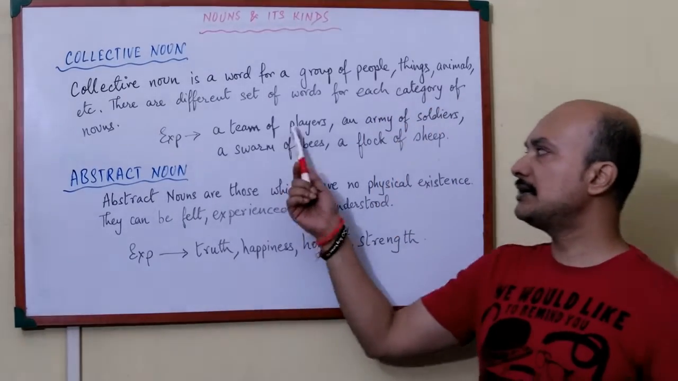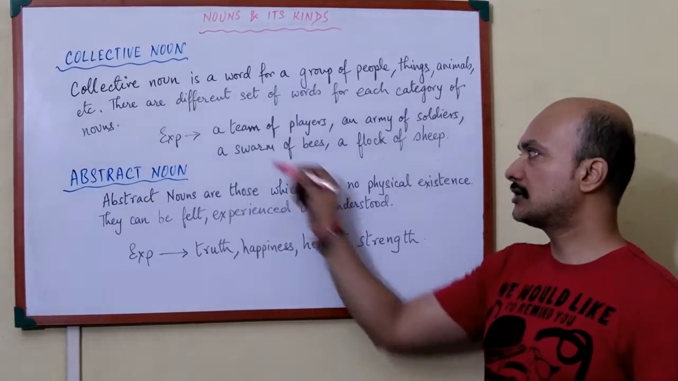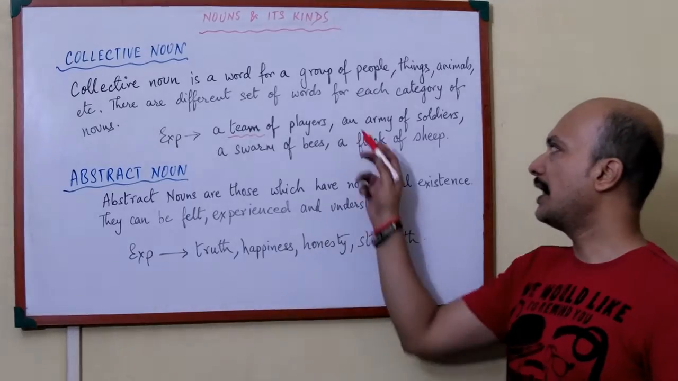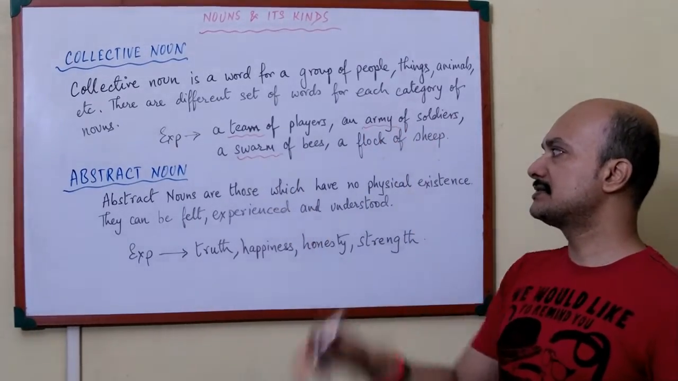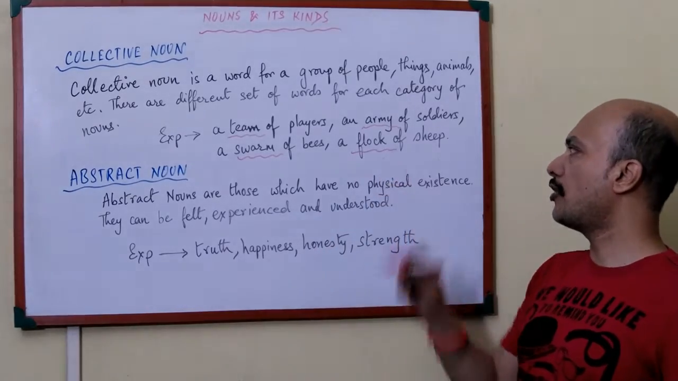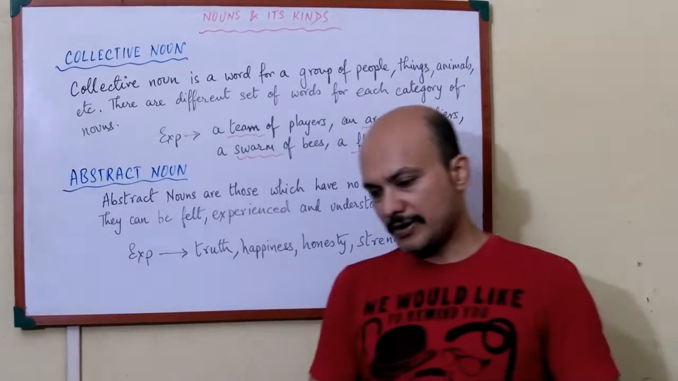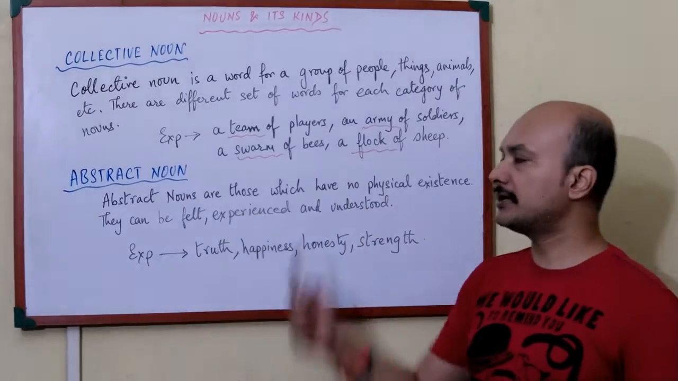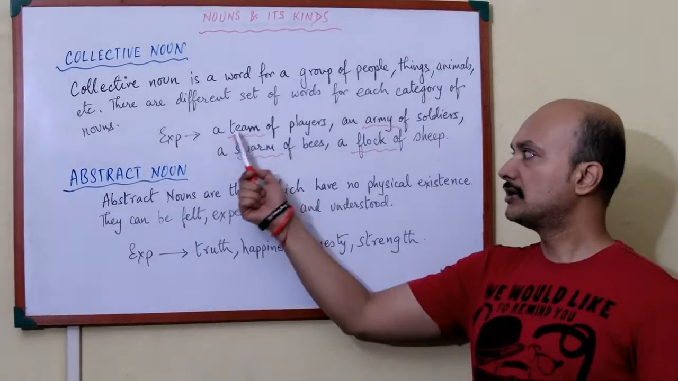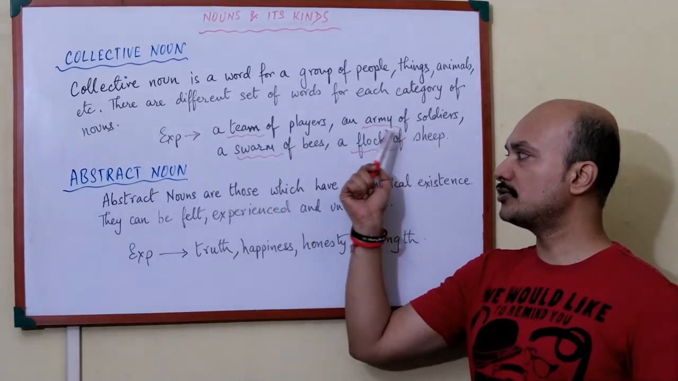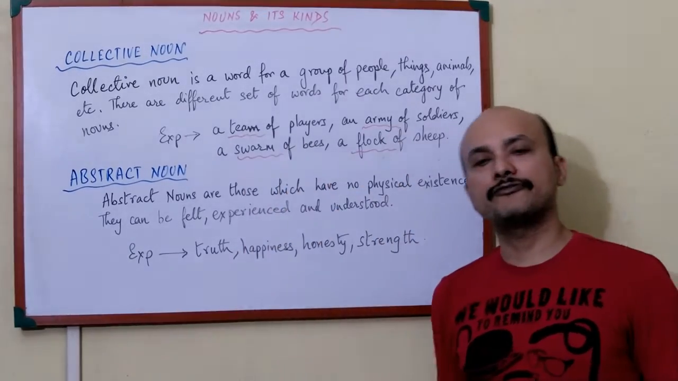Okay, let's see. A team of players. So the team is the collective noun. An army of soldiers, army. A swarm of bees, swarm. A flock of sheep, flock. Now as you can see in the four different examples that I have given, each of the words is different. Team of players, army of soldiers, swarm of bees, flock of sheep.